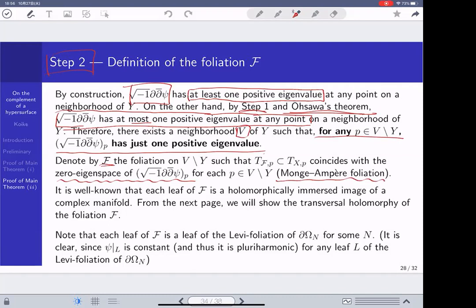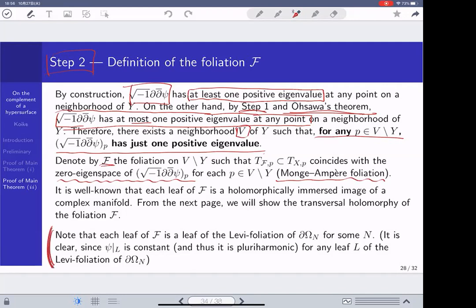It is well known that each leaf is leafwise holomorphic. I mean, each leaf of F is a holomorphic image of a complex manifold. But we don't know the transversal holomorphy. So from the next page, I think I will skip it, but we will show the transversal holomorphy of the foliation. What is important is this part.